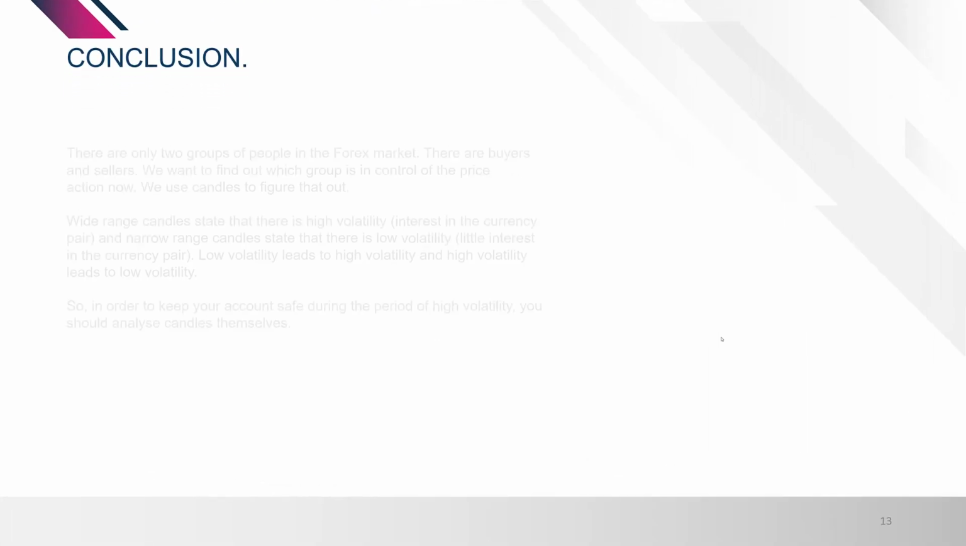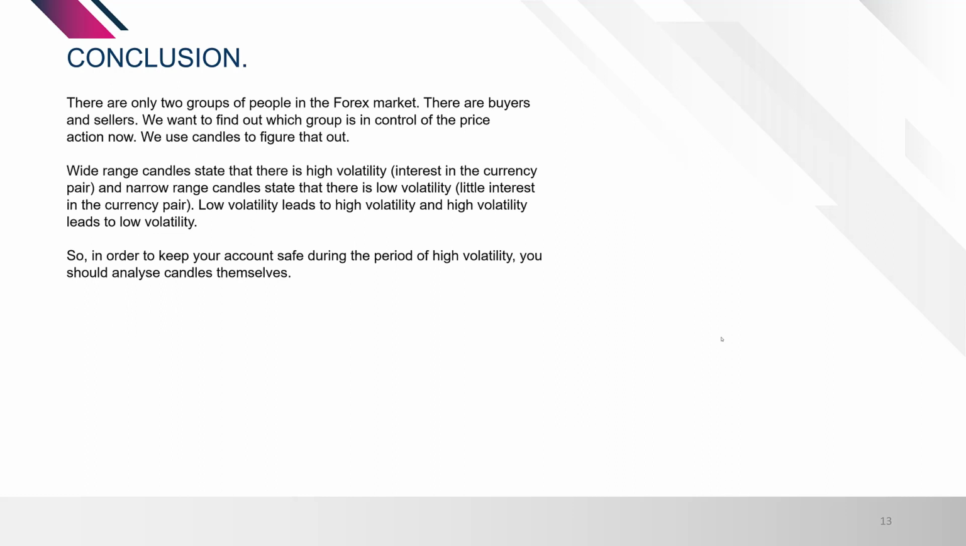And to conclude this section, there are only two groups of traders. There are only two groups of people in the market: buyers and sellers. We want to find out which group is in control of price action. We use the candlesticks to define who is in control. Wide range candles state that there is high volatility, and narrow range candles state that there is low volatility. Low volatility leads to high volatility, and high volatility leads to low volatility.